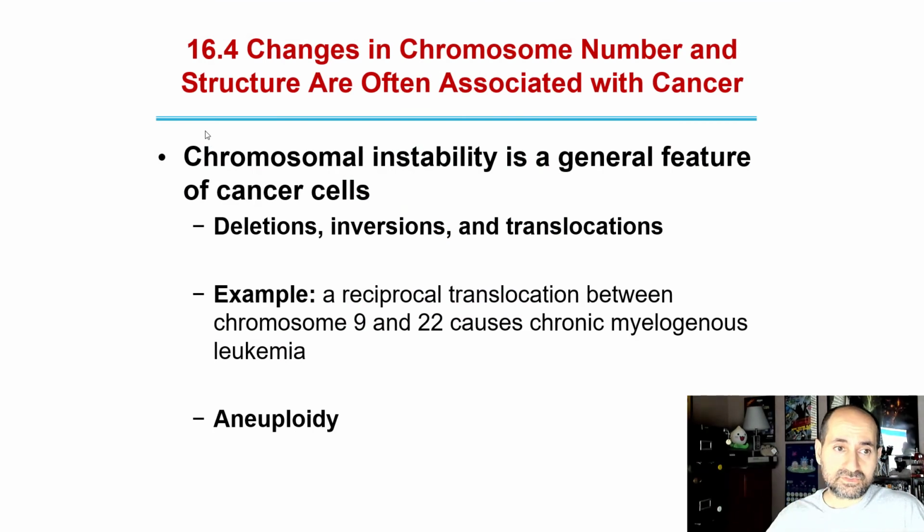Again, chromosomal instability is a general feature of cancer cells as well. A lot of cancer cells exhibit deletions, inversions, translocations. You could even see duplications. You can see aneuploidy. Aneuploidy is very frequent in cancer cells. For example, a reciprocal translocation between chromosome 9 and 22 causes chronic myelogenous leukemia, right? So you could get a form of leukemia just from a translocation.